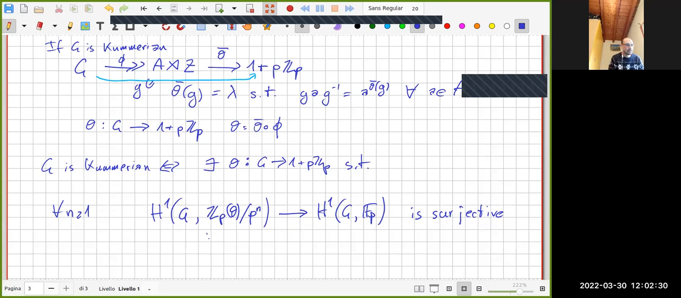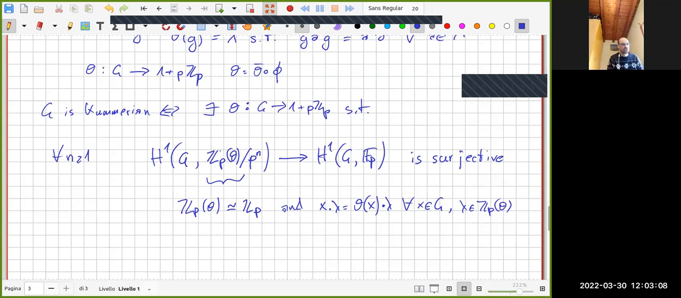And this module is isomorphic to the ring of p-adic integers as an abelian group, and the action is given by this map theta. The surjection from this module to Fp induces a map in cohomology, which a priori is not surjective, but if this is surjective for every positive integer n, then G is Kummerian. So the Kummerian property can be translated in these cohomological terms.